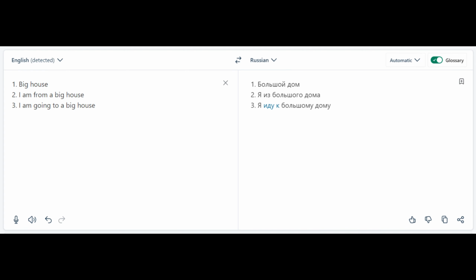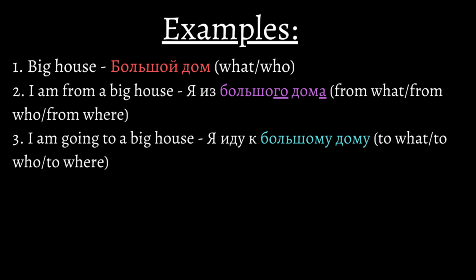Simply look at how these words change. I am going to a big house in Russian is я иду к большому дому. This expression is dative because by asking to where or to what, we have an answer. To where are you going? I am going to a big house. Большого now changes to большому and дома changes to дому. Once again, it's a different expression from the previous ones.